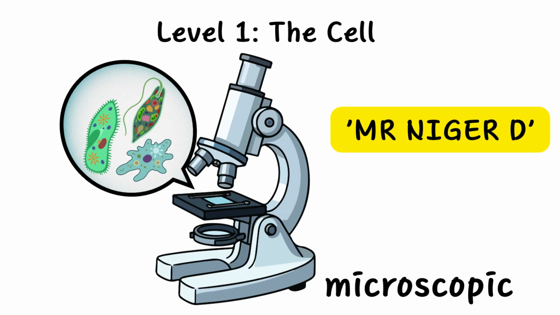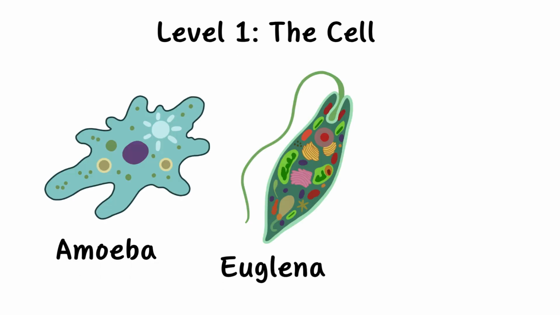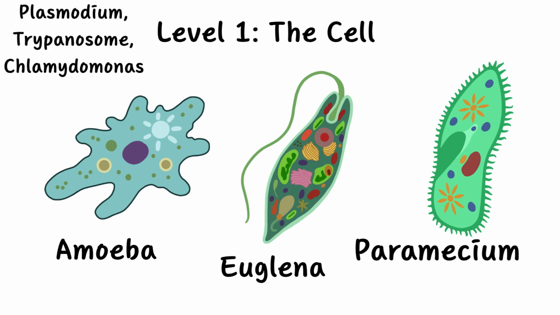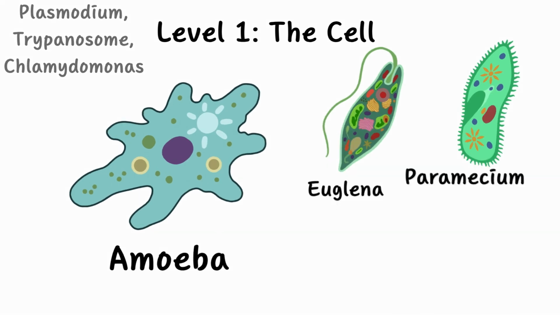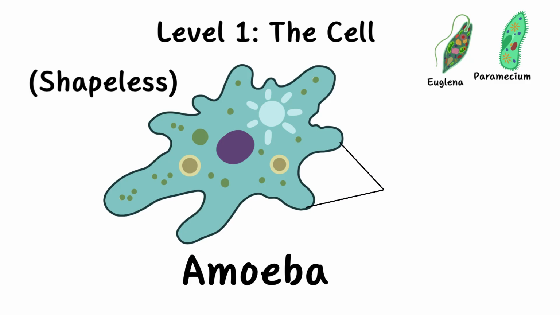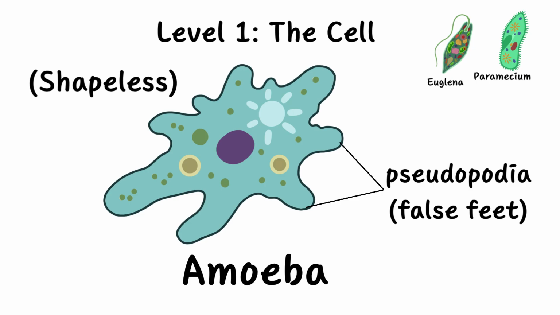There are millions of microscopic organisms out there, but we'll just look at 3 famous examples you must know for your exams. And they are amoeba, euglena, and paramecium. Other examples include the plasmodium, trypanosome, and chlamydomonas. Let's look at the amoeba. The amoeba has no fixed shape, and it is typically called shapeless, and it moves by stretching out parts of its body called the pseudopodia or the false feet.